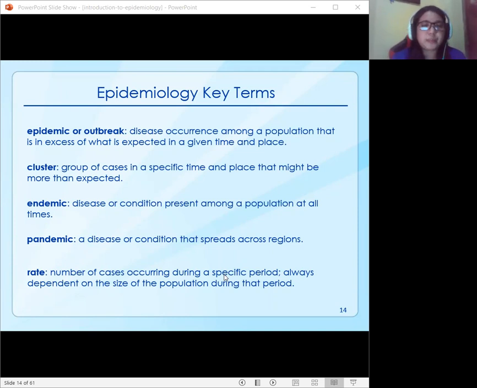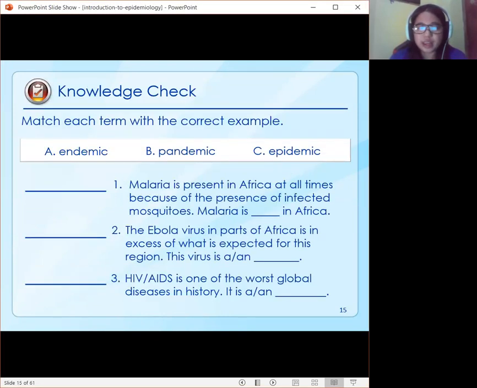Epidemic, just like pandemic, is also serious. However, it is only in excess of what is expected in a given time and place. While a cluster is also in a specific time and place that might be more than expected. Okay, so let's move to the next slide. Let us see if we can answer these problems.